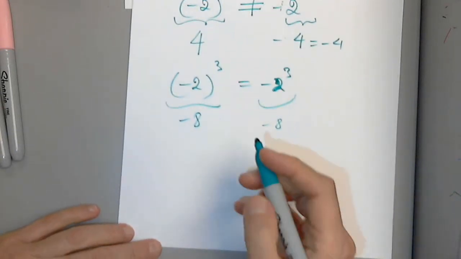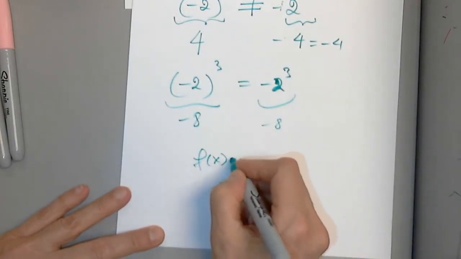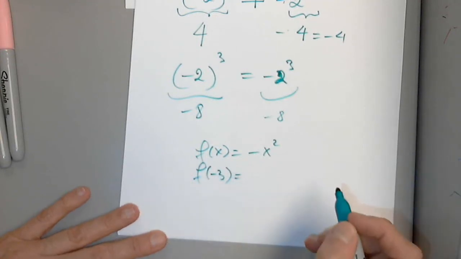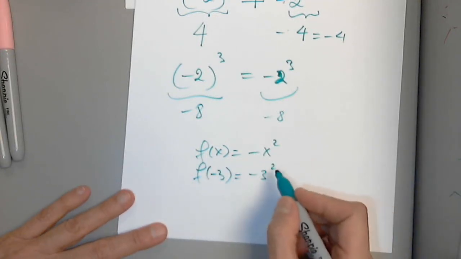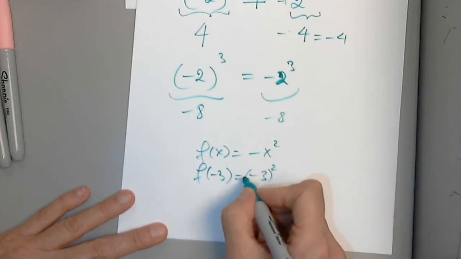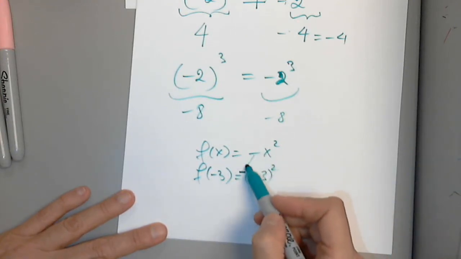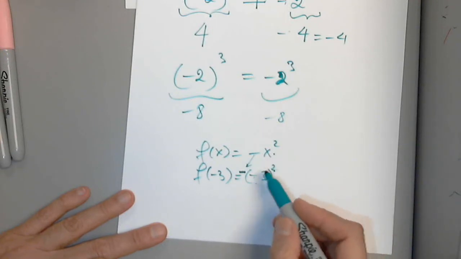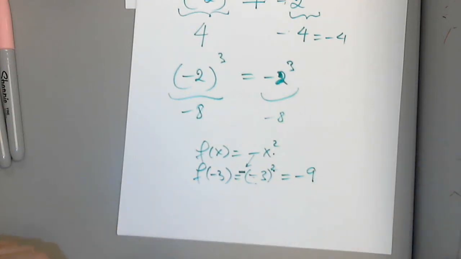So when I am evaluating, for example, f of x equals negative x squared for negative 3, I don't write this. That will be incorrect. I have to write this. This is the negative, and then I square negative 3. So negative 3 squared is 9, with minus in front will be negative 9.